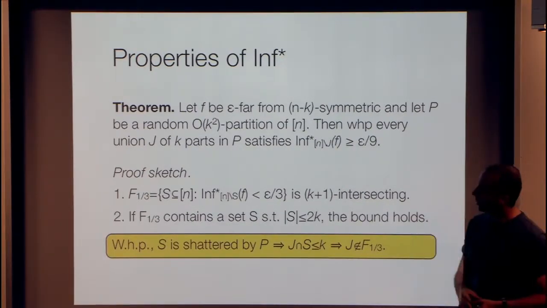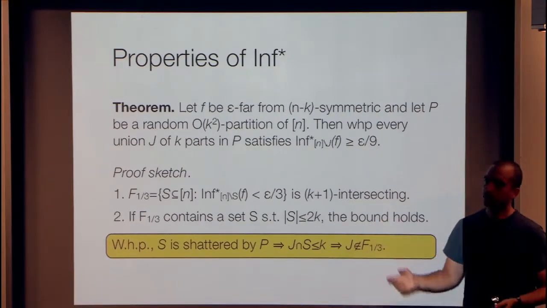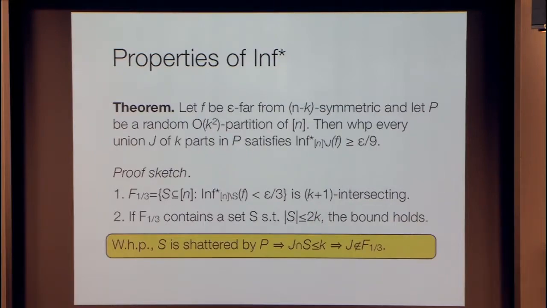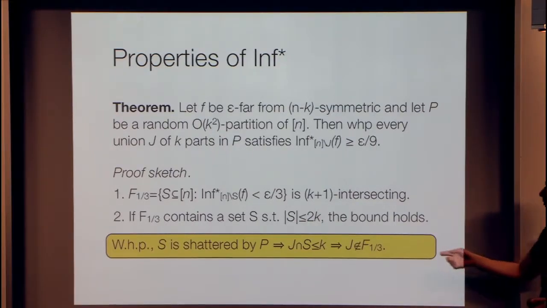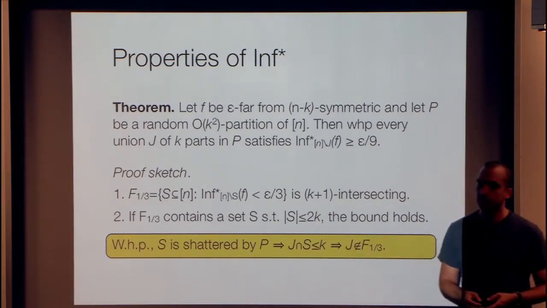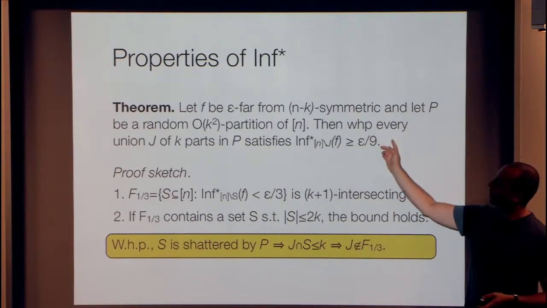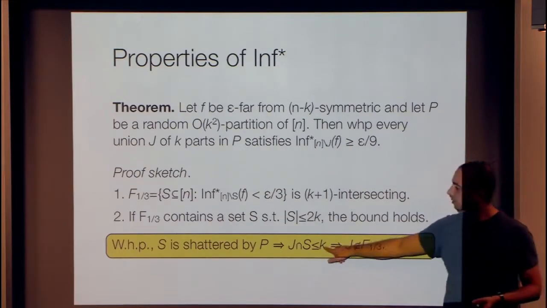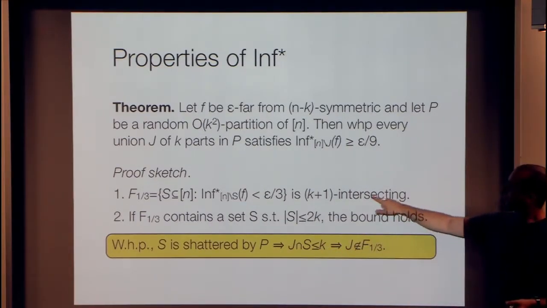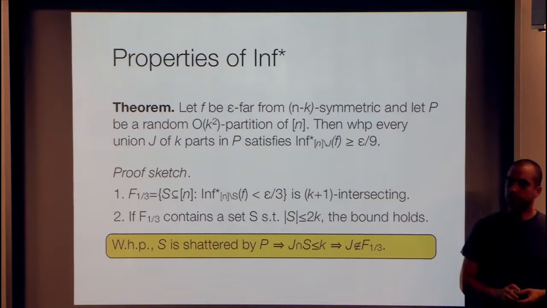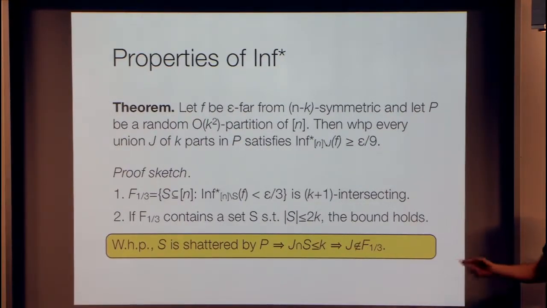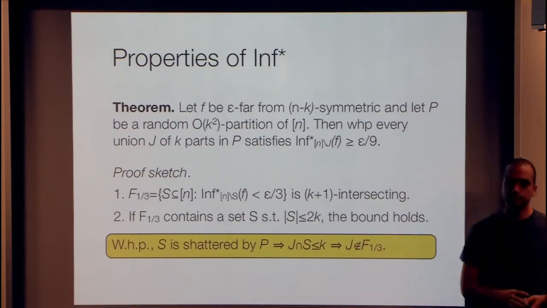The second argument is the easiest one. It says that if you have a small set and you have a partition into enough parts, this set is going to be split. It's going to be shattered. Each element in the set S will go to a different part. But now, any way that you pick a union of j parts, you're going to have intersection size at most k with this set. We just argued that it's k plus 1 intersecting. All the bad sets have pairwise intersection at least k plus 1, which means that j cannot be a bad set. So again, the conclusion holds.